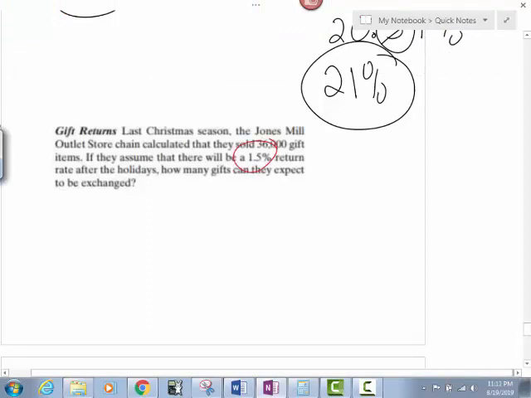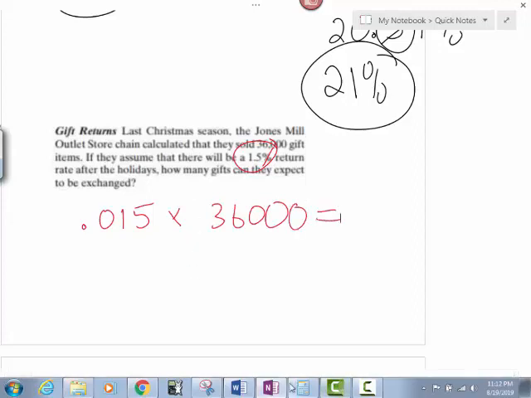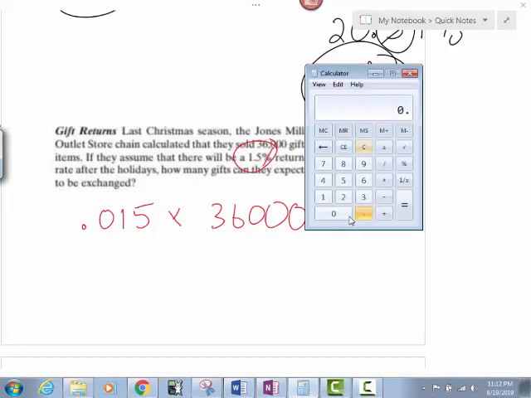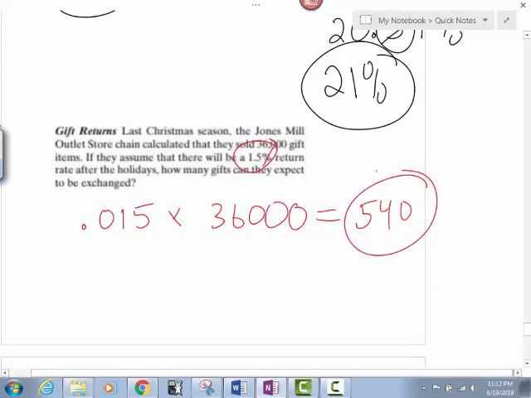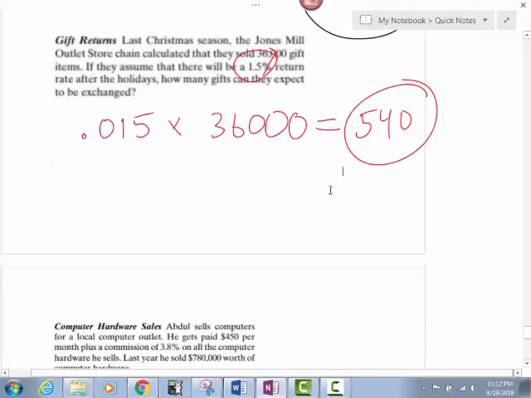Okay, so we're going to change our percent to a decimal. 1.5, I'm going to move it 2 spaces to the left. 0.015. I'm going to multiply it by my number 36,000. Okay. So again, I'll take my calculator. Let's clear that out. 0.015 times 36,000 equals 540. That's how many returns that they can expect to get. Out of the 36,000, 540 are going to be brought back.